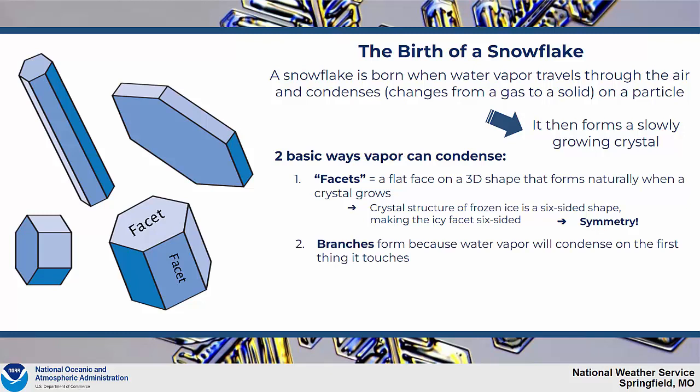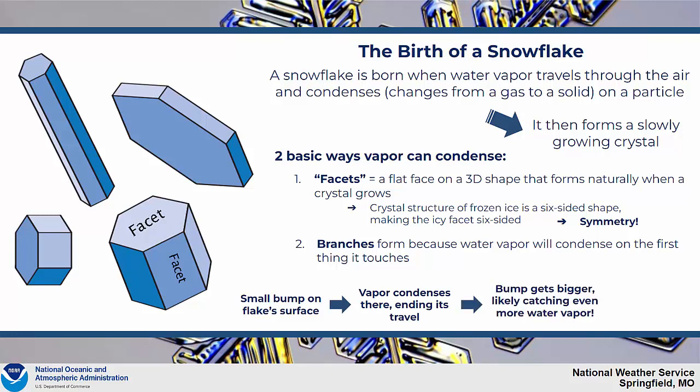The second way to grow a snowflake is to form branches, which is what creates those tree-like structures. And these branches form because water vapor tends to condense on the first thing it touches. So if there's a small bump on a flake's surface, the vapor will condense onto that bump instead of traveling any further. That makes the bump get bigger, making it more likely to catch more water vapor. The process then repeats itself until a branch is formed.